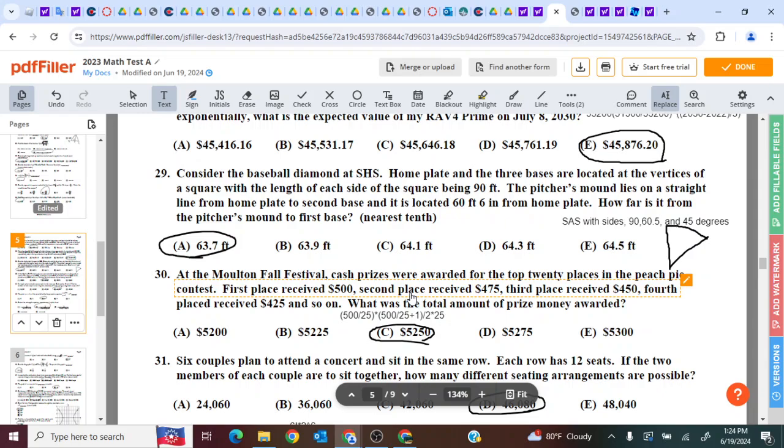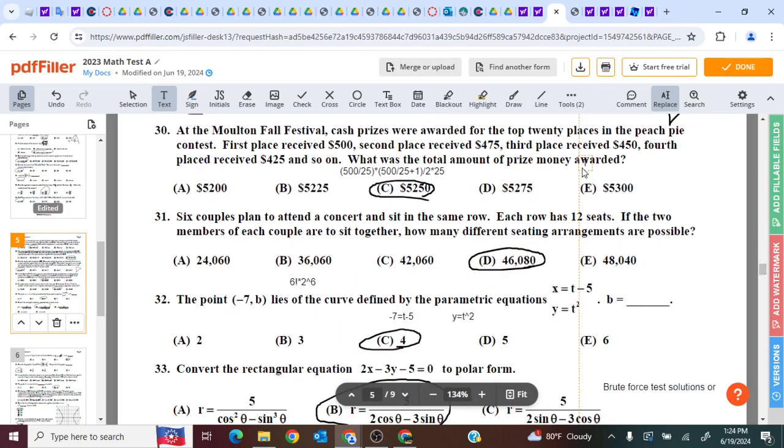30. At the Molten Fall Festival, cash prizes are awarded for the top 20 places in the Peach Pie contest. First place receives $500, second $475, third, and so on. So there are a couple of ways you can think about it. I'm going to do the actual algebra way. If you imagine a series that starts at 1 and does 1 plus 2 plus 3 plus 4, etc., all the way to 10, that value will be the highest value, 10, times 1 plus that value, 11, over 2. So the sum of the series of numbers from 1 to 10 would be 55.